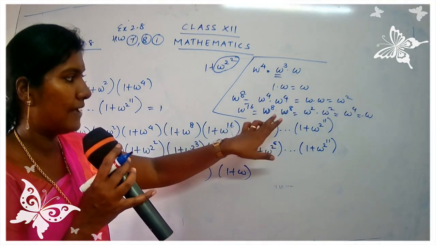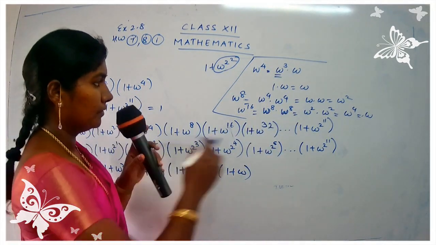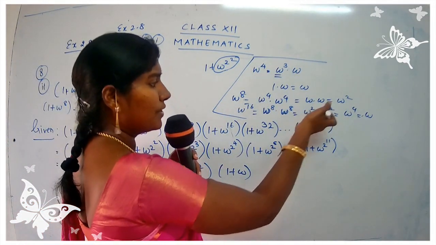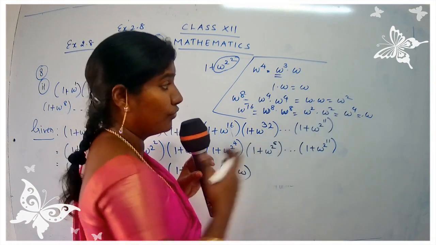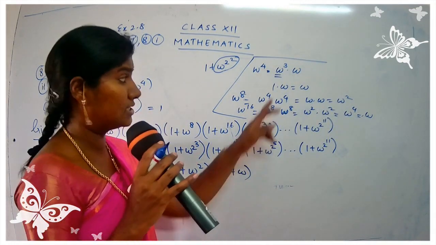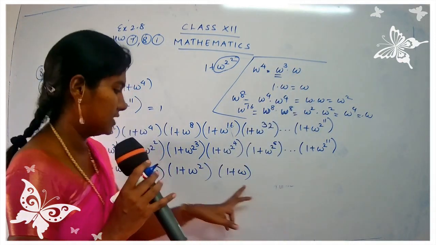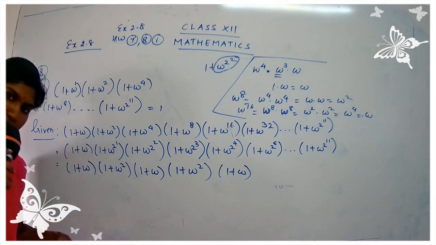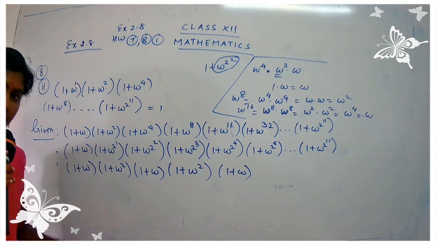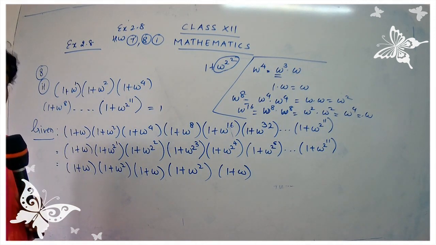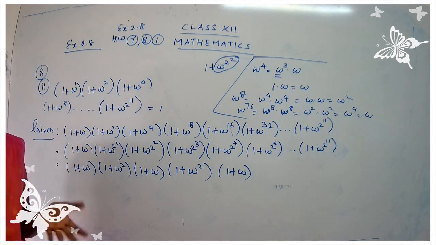So what is the value for omega raised to 8? I got the value as omega square. So omega square into omega square gives you omega raised to 4. And already we know the value for omega raised to 4. That's omega, so I just put it. So what are you going to get here? You're just going to get the value in terms of 1 plus omega, 1 plus omega square, 1 plus omega, 1 plus omega square, and so on. But how many times? That's the important thing. How many terms are you going to get here?